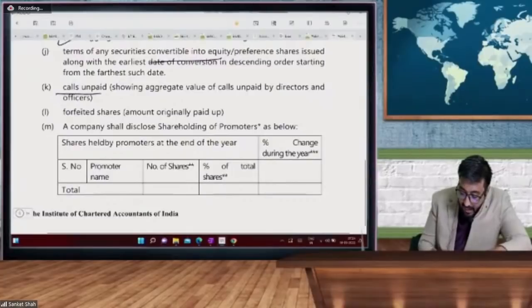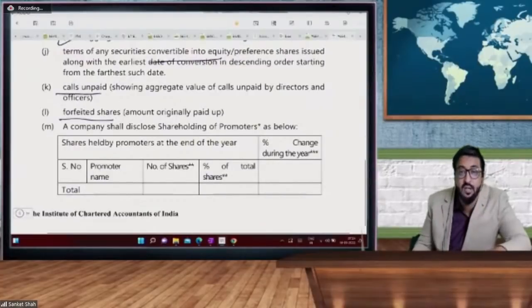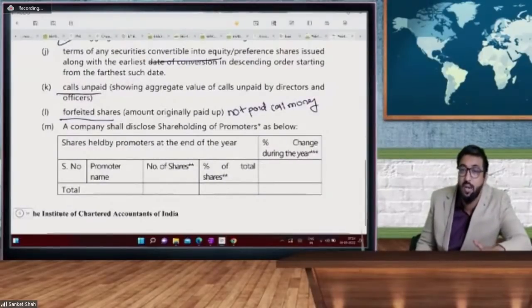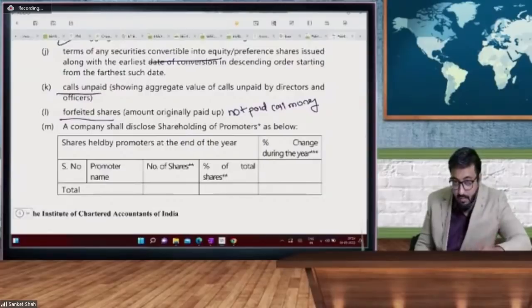Unpaid calls in arrears, and forfeited shares. Forfeited means what? Direct entry students. Forfeited means those shareholders who have not paid the call money, and after giving some warnings, if they are not listening to us, that they are not paying their calls in arrears money, then in that case we have a right to forfeit. Forfeit means whatever amount they have paid till now, we are not going to pay them back. It is called forfeited.